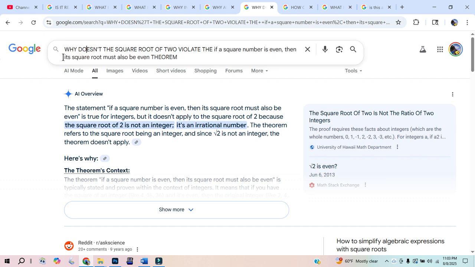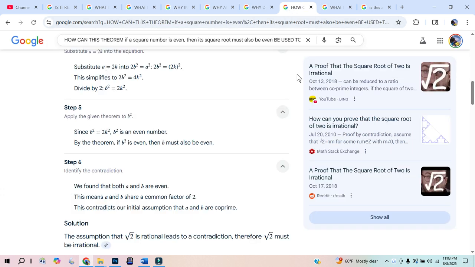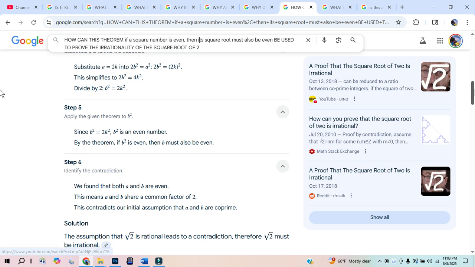Why doesn't the square root of 2 violate this theorem that says if a square number is even, then its square root must also be even? Because, I guess, and now I'm just reading it, is 2 a square number? Well, 2 is not a square number, but we're going to go over how they prove this. And so then we wrote, how can this theorem, if a square number is even, then its square root must also be even, be used to prove the irrationality of the square root of 2?